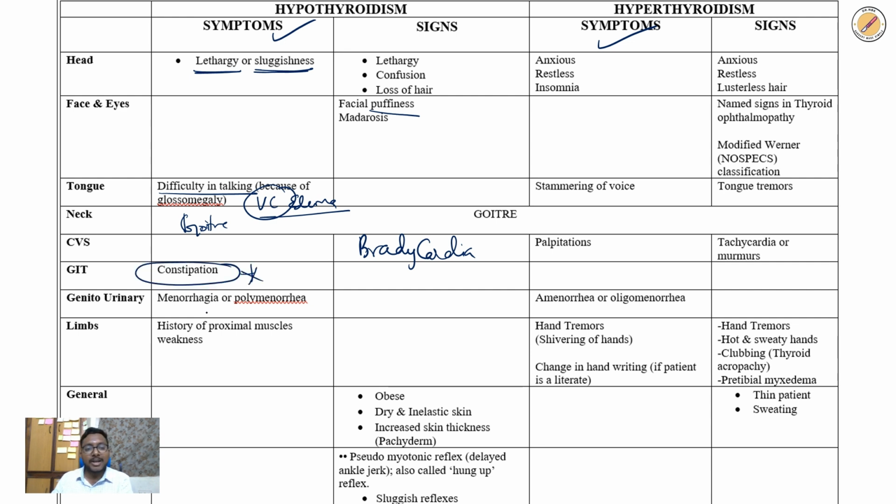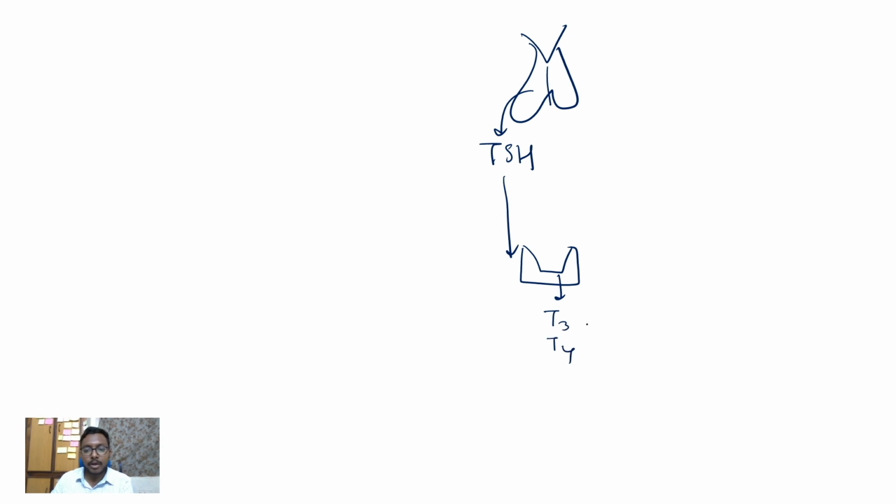Okay. Now, please understand the genitourinary system and thyroid hormone level have an inverse relation. What do I mean by that? I'll just explain the concept. In hypothyroidism, there will be menorrhagia or polymenorrhea, and in hyperthyroidism, there will be amenorrhea or oligomenorrhea. Why is it so? Please understand the concept. Normally, this is your thyroid gland, and from the anterior pituitary, TSH comes. This TSH goes and acts on the thyroid gland to release T3 and T4. Now this gives inhibitory negative feedback that causes TSH to decrease.